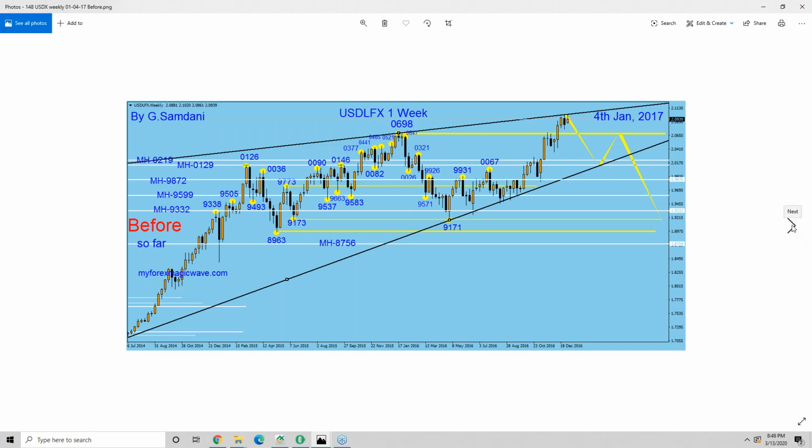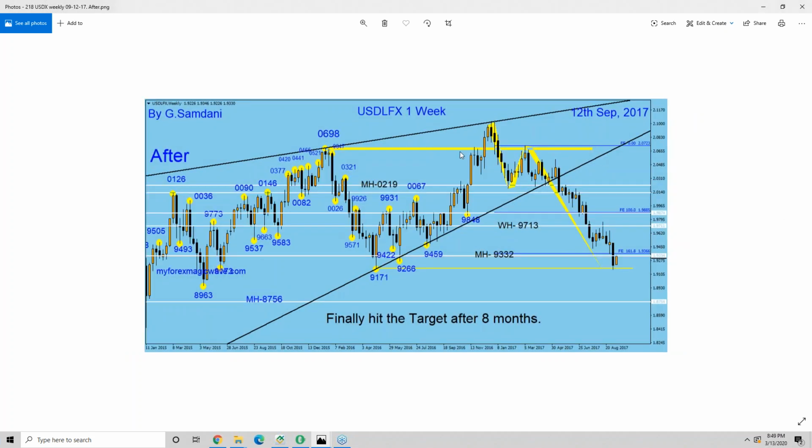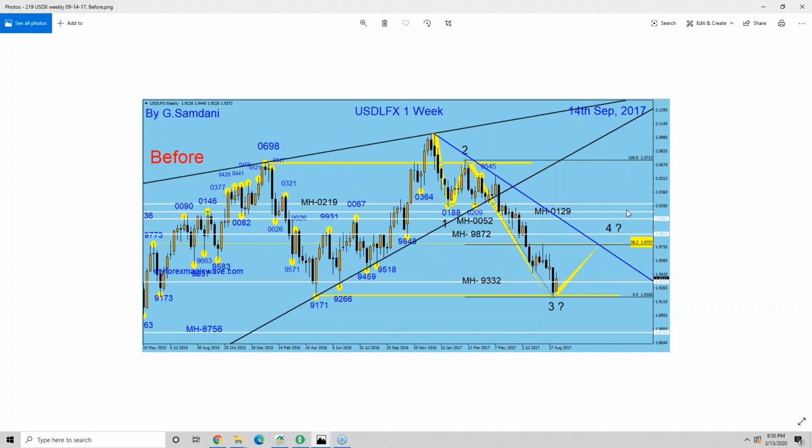So the next chart you can see is this. That's exactly what it did. It didn't come and hit the trendline, but came here to 0219, and then it went up exactly where I said 0698 would be hit, and then all the way down you can see 91.71 was touched. So that's what happened.